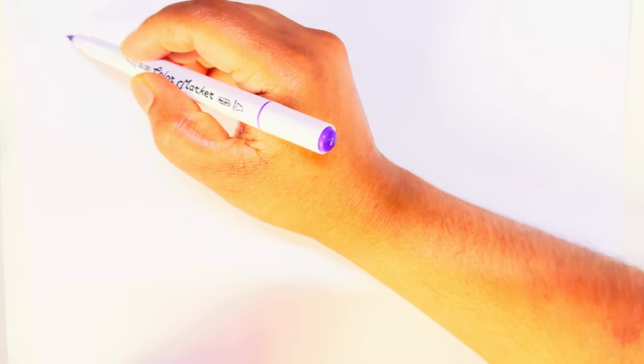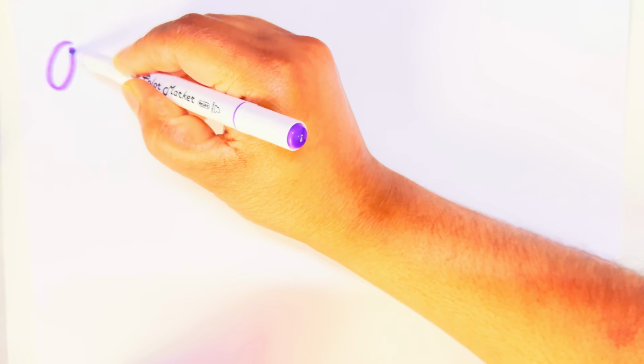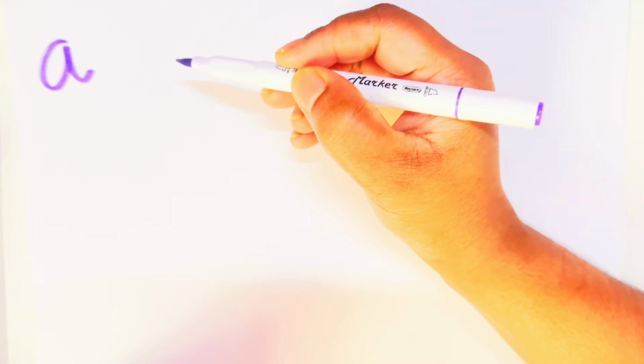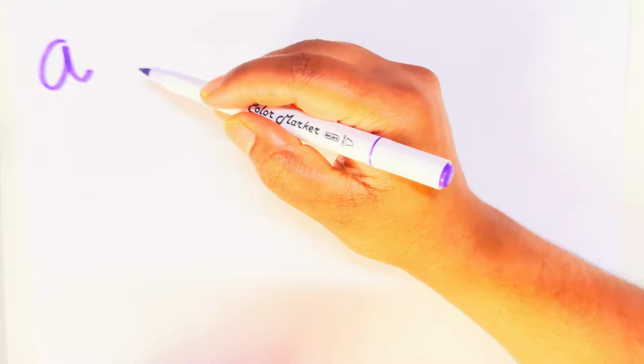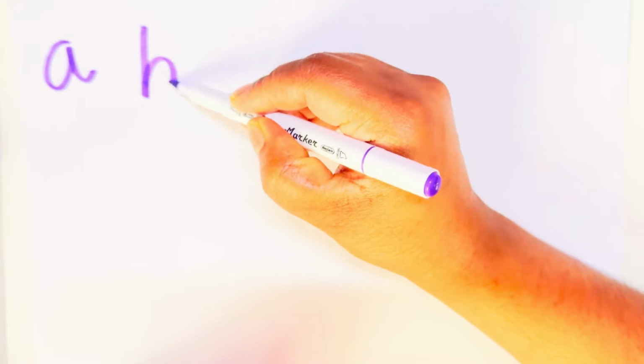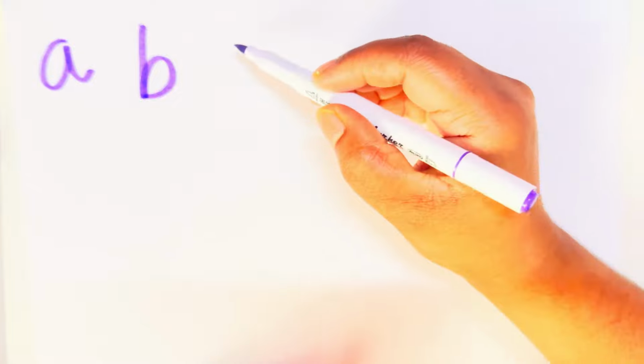Let's learn alphabets. Small letters. A for avocado. B, ball. C for coat. D for dress.